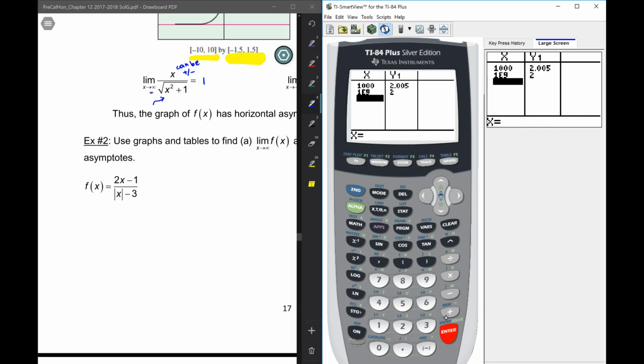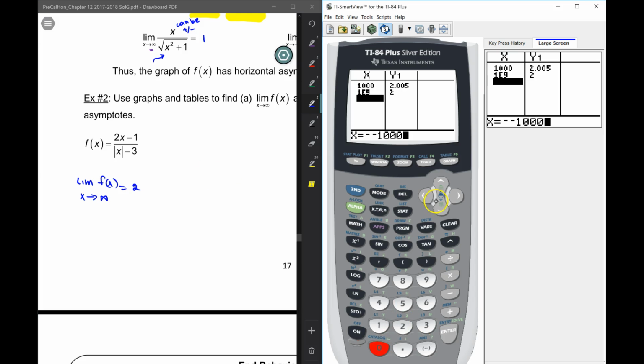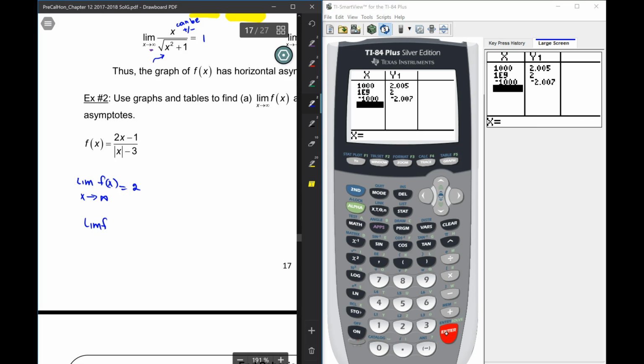Oh, that's way too many zeros. I got carried away, right? So do you see how it's approaching 2, right? So the limit of f of x as x approaches infinity is 2. Well, what if I put in, let's say, -1,000? What happens then? -2.